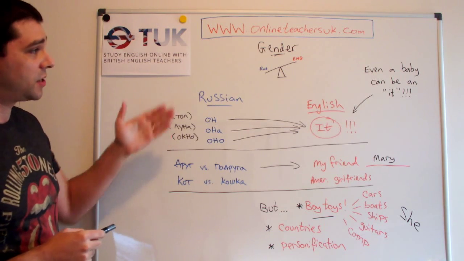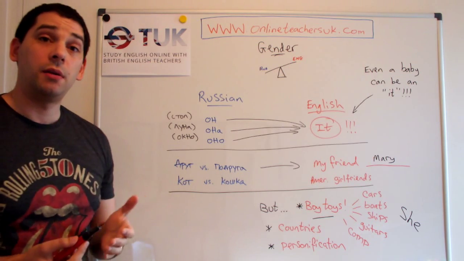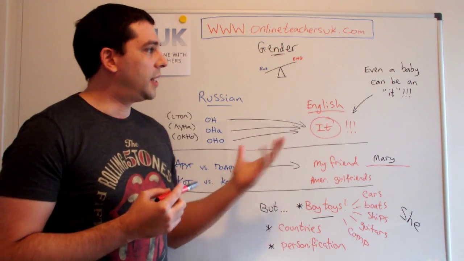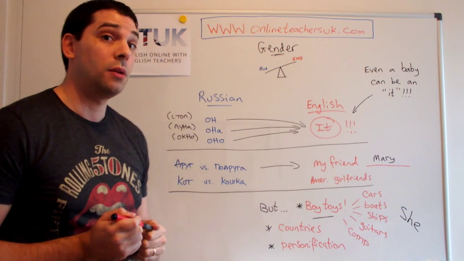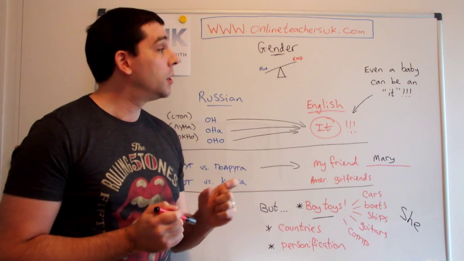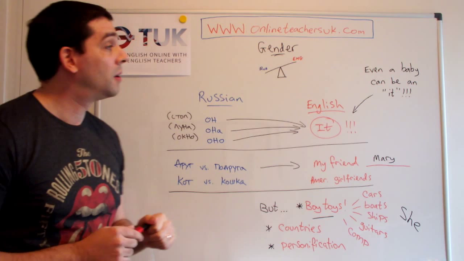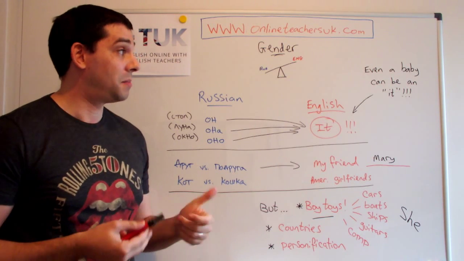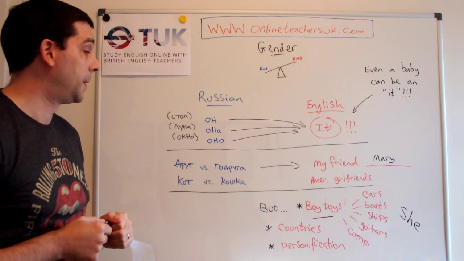This also extends to very extreme examples, like with a baby. So Russians might be horrified by the fact that in English, if we don't know the gender of a very small child, we could for some time refer to that child as it. So it's not a very nice thing to do, calling a human being it, but it's possible in English if we don't know whether it's a boy or a girl.